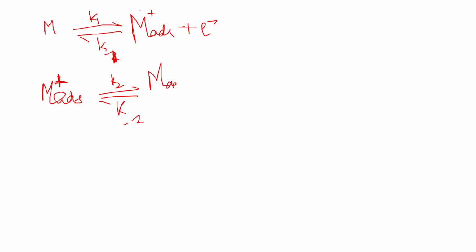Second step is also a reversible step where M adsorb 2 plus is formed. And the only difference is, unlike the first case which we saw, where all the three steps were electrochemical steps, here I am saying M adsorb 2 plus directly forms M solution 2 plus. That means it's not an electrochemical step.